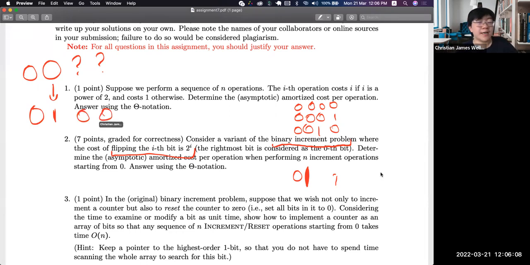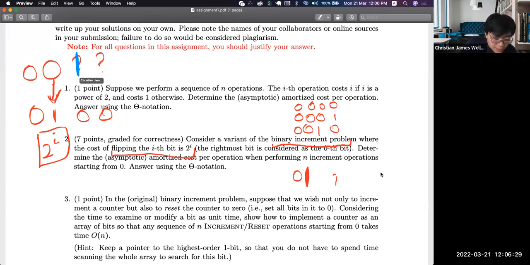So again, I'll try to think about when this expensive operation happens, for example 2 power i, it costs 2 power i in this question. What must be the previous state, right? What must have happened? So the previous state must be that this question mark must all be 1. So can I associate some value over to these 1s before flipping this 1?